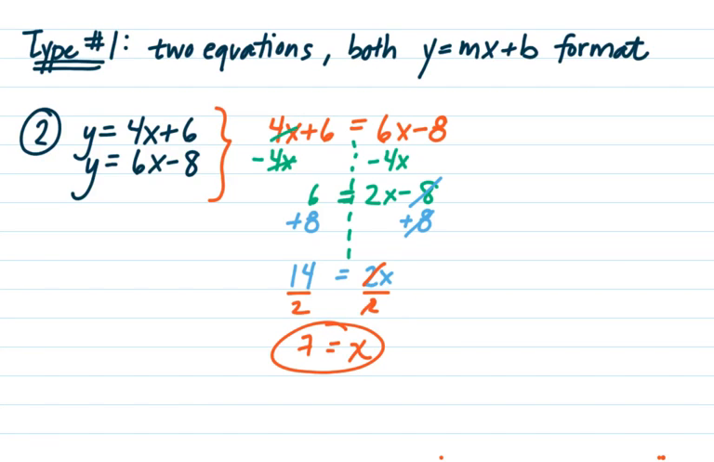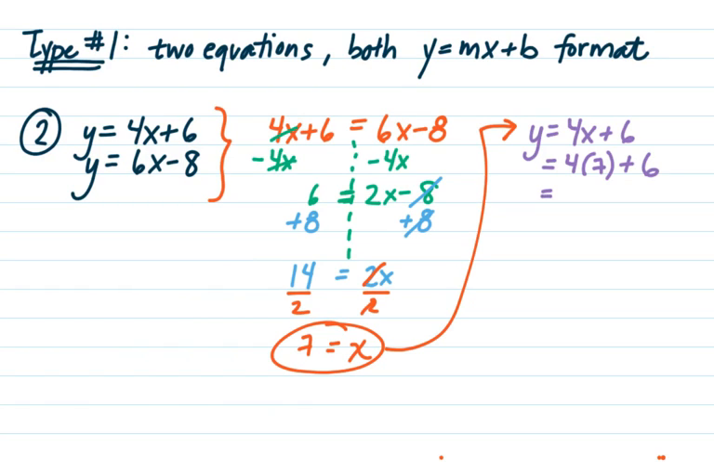Now we're not done. We need to also figure out what y equals. So we can plug it into either equation, whichever one you like. I usually choose the top one. y equals 4x plus 6. But either way, whichever equation you put it in, it should give you the same answer. So in this case, we figured out x was 7. So we substitute. 28 plus 6 is 34. So our point that works in both equations is x equal to 7, y equal to 34 in this case.